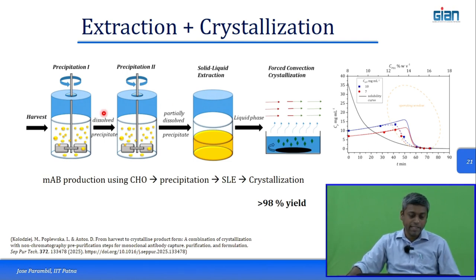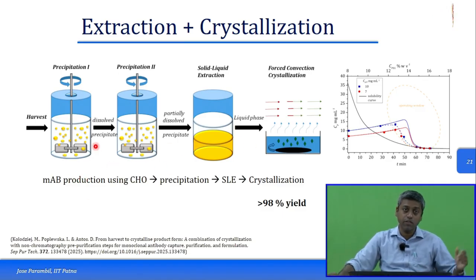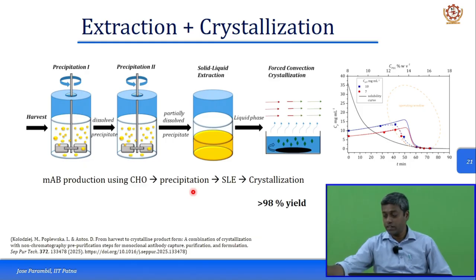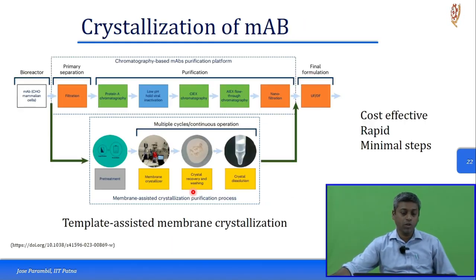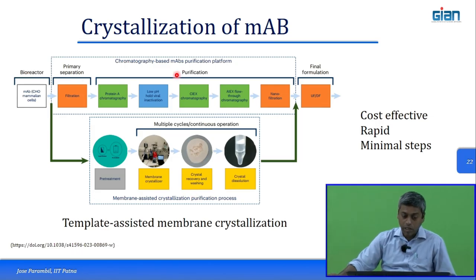So this is a case where, for example, you can directly achieve crystallization after a few stages of primary precipitations in order to generate about 98% yield of the target protein. And in this case, it is a monoclonal antibody. Similar cases have been reported to overcome or bypass the entire chromatography.